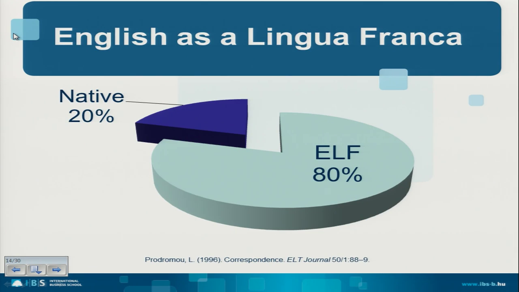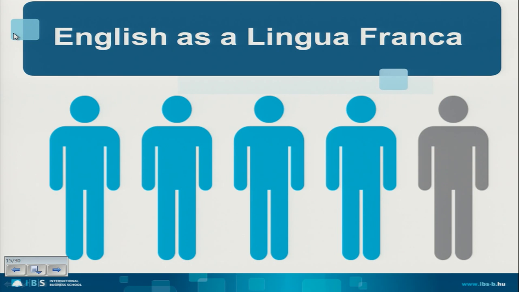But with the spread of English as a lingua franca, we're coming to the conclusion that only 20% of speakers of English are actually native speakers. It seems that 80% of speakers are non-native speakers. So when our students leave the classroom, they will most likely be speaking with other non-native speakers, unless they have a specific aim of moving to the UK or US or Australia. It seems that in most situations, in four situations out of five, they will be using English to communicate with other non-native speakers.